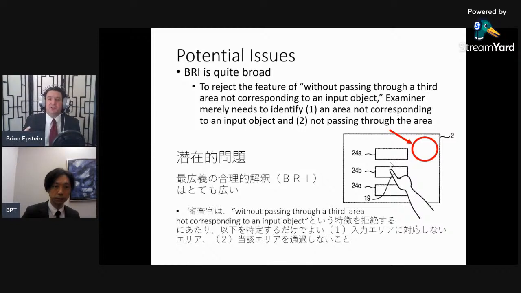They have to identify first an area not corresponding to an input object. Well, this area over here with the red circle doesn't correspond to an input object. And two, we don't have to pass through the area. Well, if we go from 24A to 24B, we're clearly not passing through this red circle. That's not what the applicant intends, right? But this is still consistent with the broadest reasonable interpretation, because this is an area not corresponding to an input object, and the finger is not passing through it.